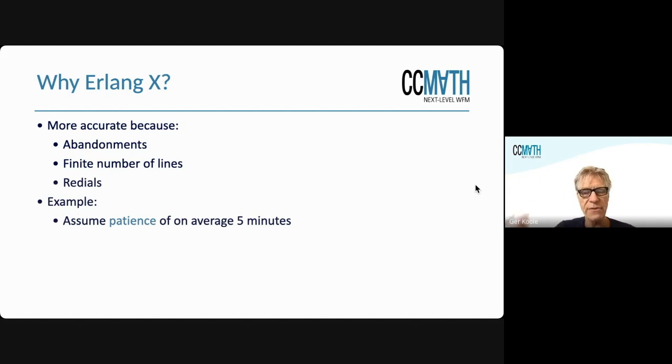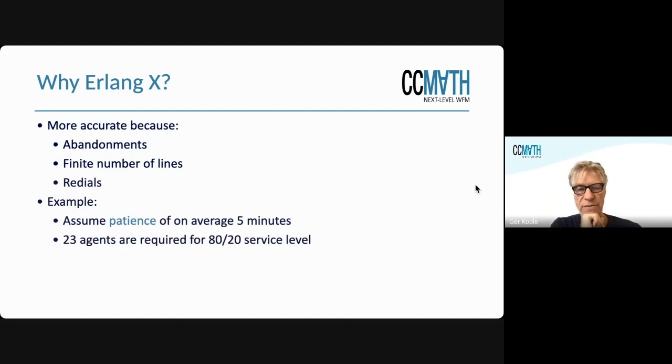But let's assume that the average patience of our customers, I see there's a typo, the average patience of a customer is on average 5 minutes. We missed some words. So some customers perhaps abandon after a couple of seconds. Some are willing to wait 20 minutes, but on average it's 5 minutes. And then you need not 25, but 23 agents to get this 80-20 service level. So that is 2 agents less on a total of 25. That is, of course, really a considerable cost saving.